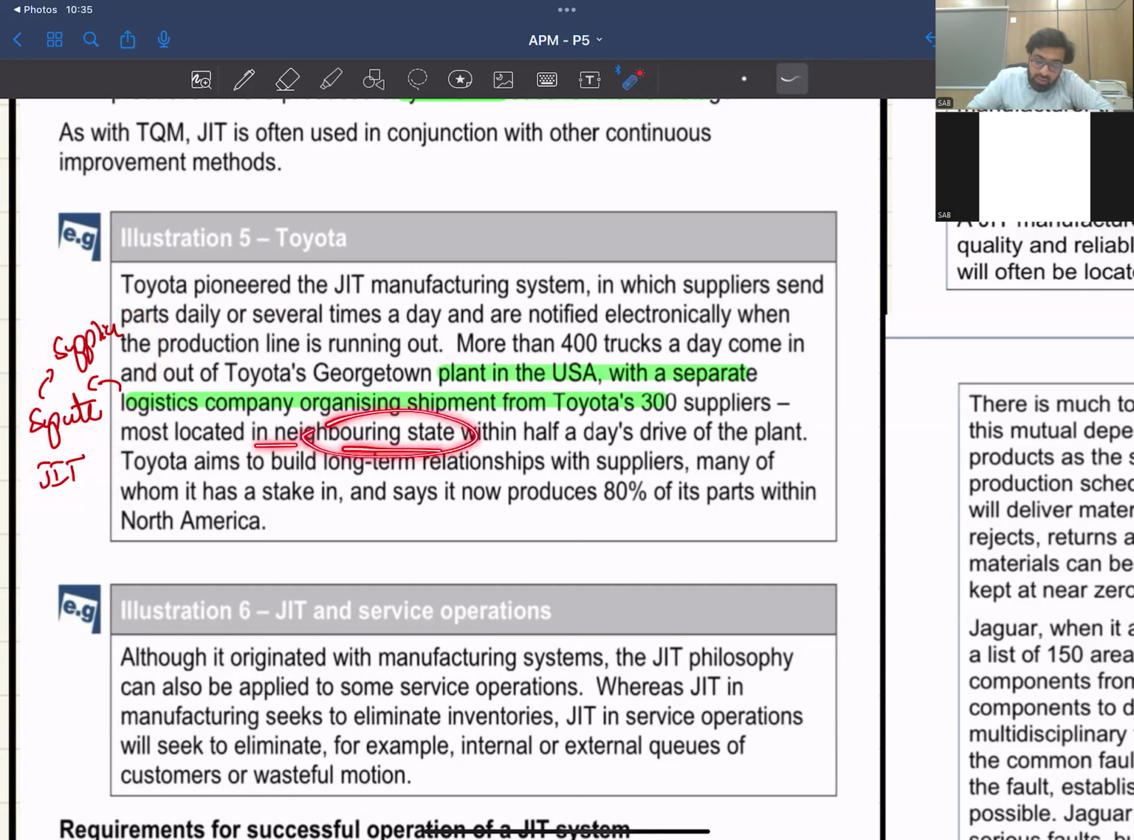Most are located in the neighboring state, a half day's trip to the plant. They negotiate with the suppliers that are near to the plant so that they can be communicated with easily and the goods can be driven out easily, right?